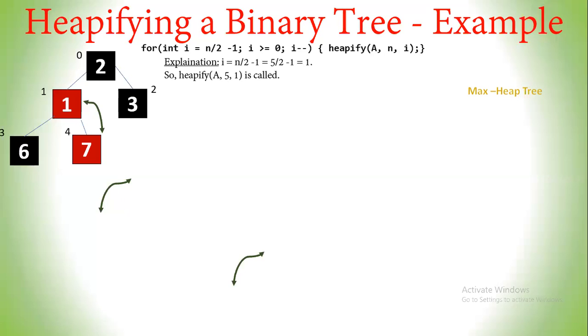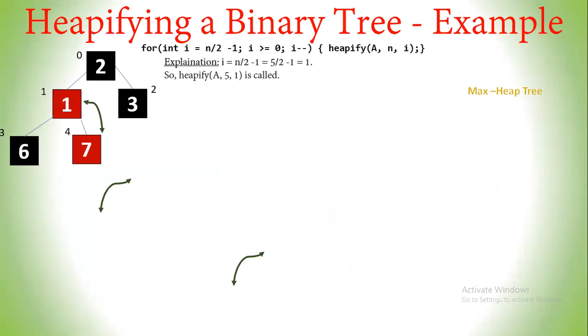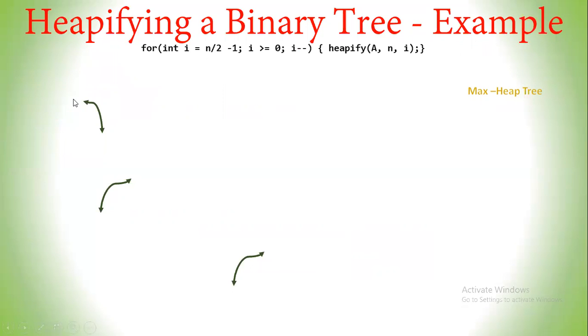What will be done when Heapify(A, 5, 1) is called? First it will check whether this condition is true. n divided by 2, 5 divided by 2 is 2.5, which as an integer will be 2. The value of i is 1. So 1 is less than 2, which means all of these instructions will be executed. This checks whether it is a parent node. So i equal to 1 is a parent node. When Heapify(A, 5, 1) is called, it first checks whether it is a parent. Yes, it's a parent.